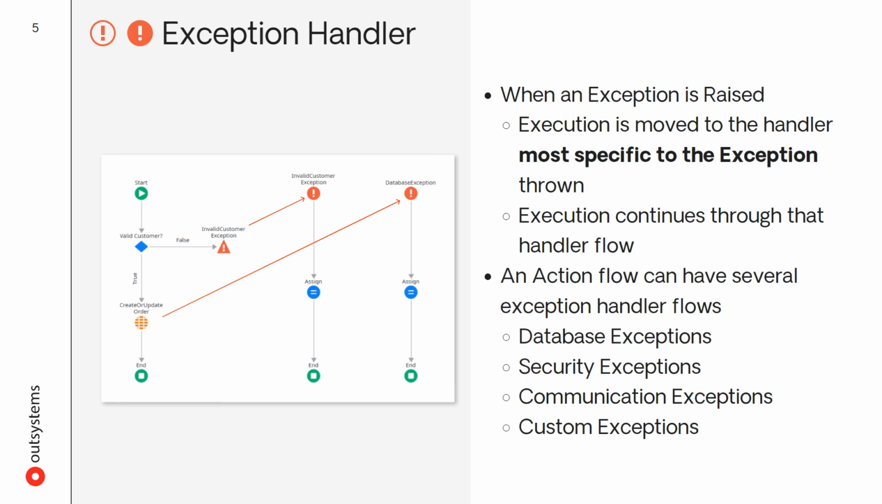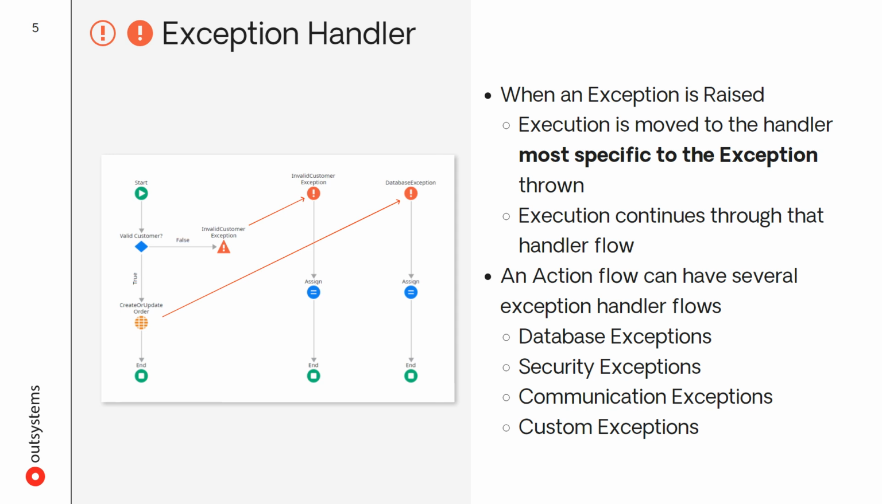So, what does it mean to move the execution to an exception handler flow? It means that whenever an exception is raised, the execution moves to the most specific exception handler. It will then proceed through that handler flow. So, if a database exception occurs, and a database exception handler flow exists, that is where the execution will move to. This is important when we have multiple exception handlers inside an action flow.